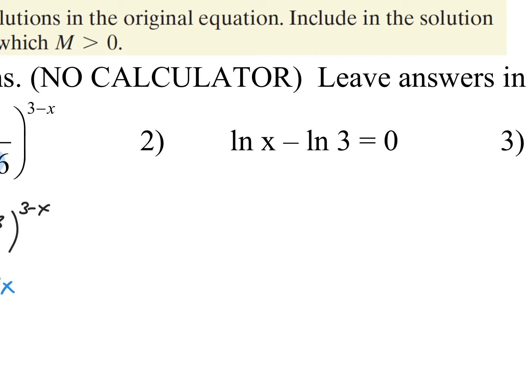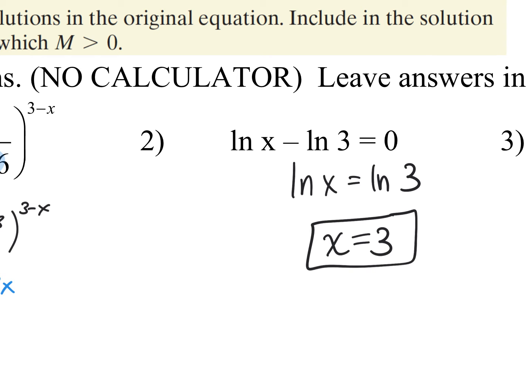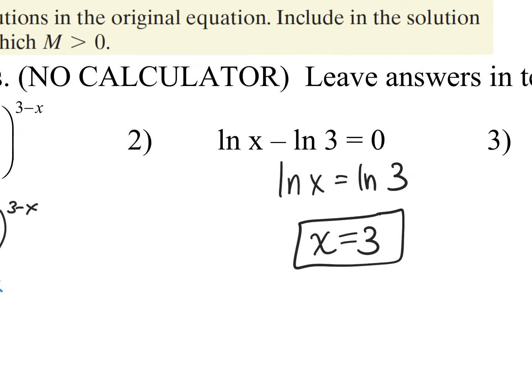Over on to number 2 here, I have a logarithm. I have the natural log of x minus the natural log of 3. I think in this case, there's a couple ways we could approach it, but I have the same base on both sides. I could write this as the natural log of x equals the natural log of 3. Well, if I'm taking the natural log of two quantities that are equal, x must equal 3. We can slide over to number 3 and see what else happens.